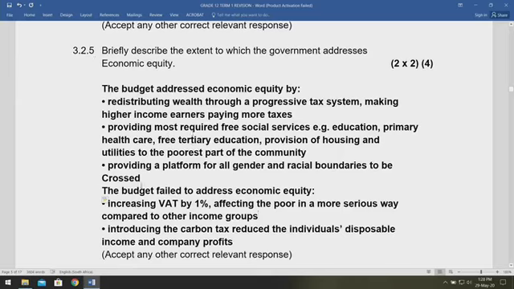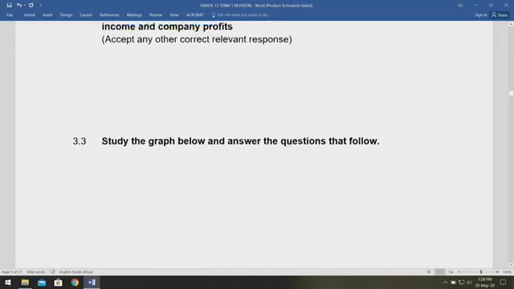So if you look in the memo here, it says providing most required free social services, example, education, primary health care, free tertiary education, provision of housing and utilities to the poorest part of the community. Please, it has got nothing to do with minimum wages, because minimum wage is more about an income issue, right? So please do not get confused with that there. Okay.